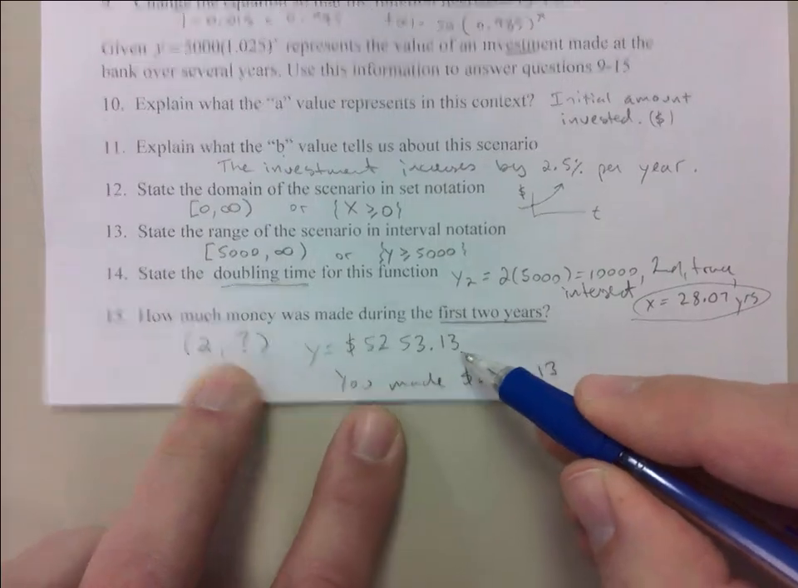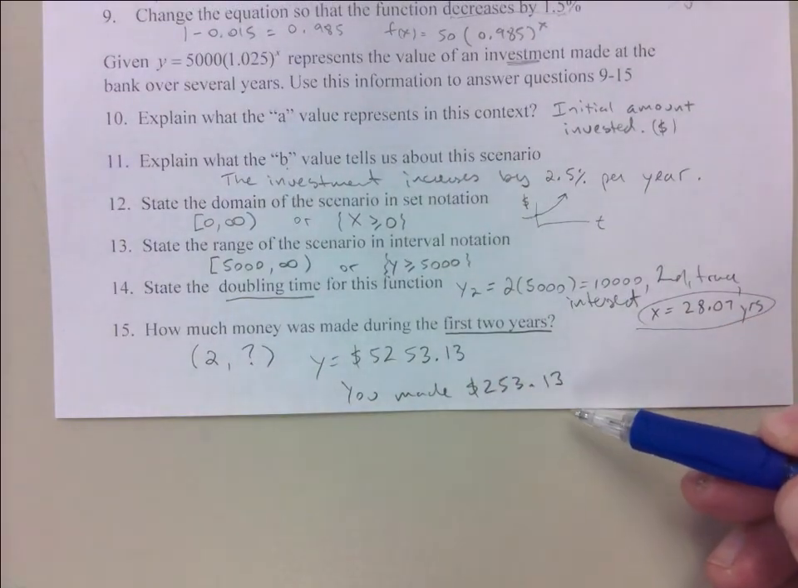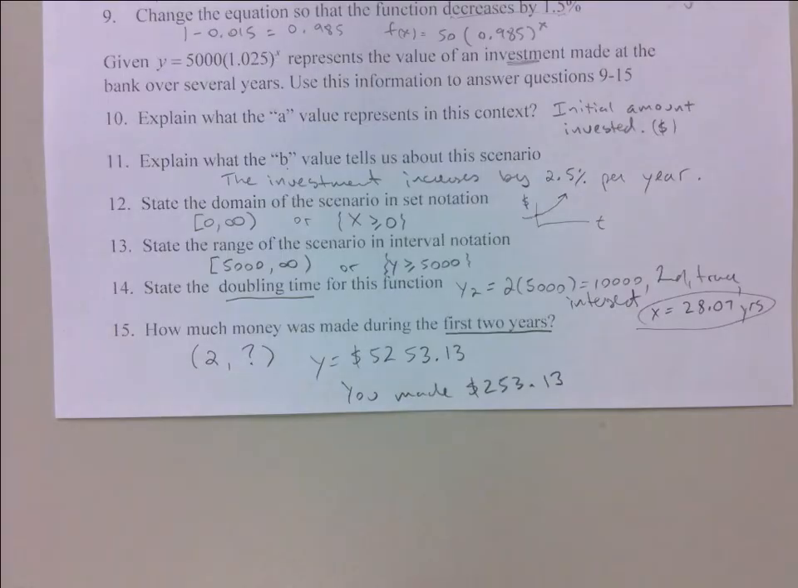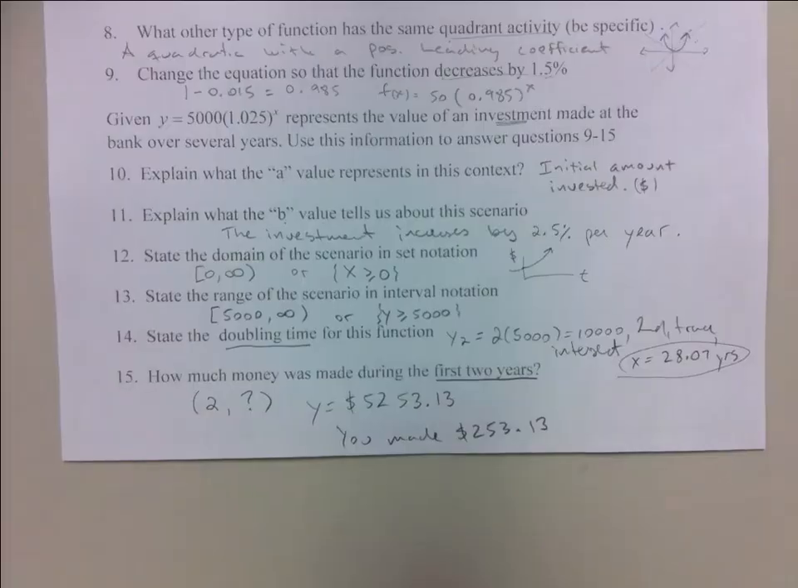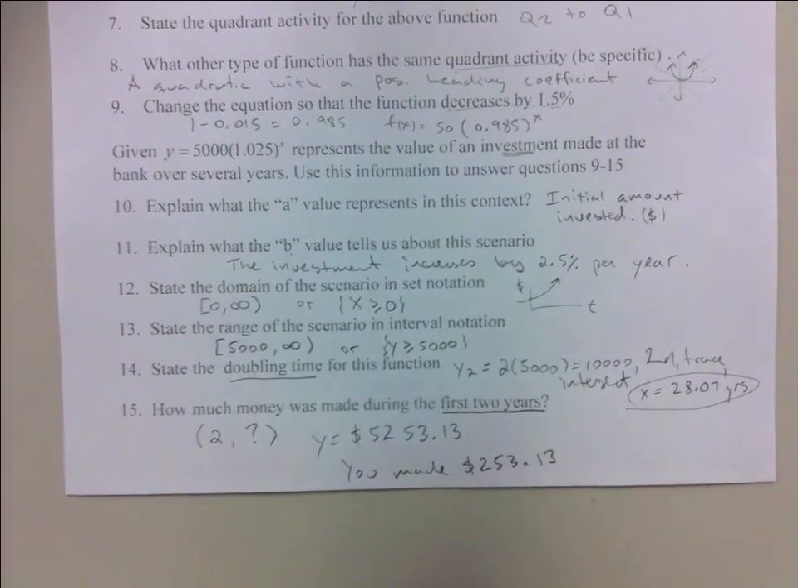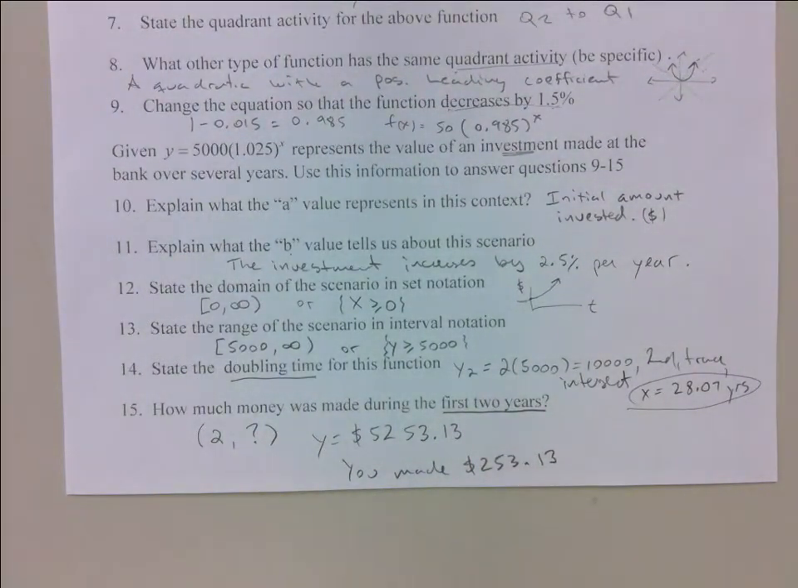So this is in the account, but if you read the question carefully, it says how much did you make? That's 253.13. So we'll just do every question worth 1 mark as well. So this whole AC is worth 15. Put your name and last name on there.